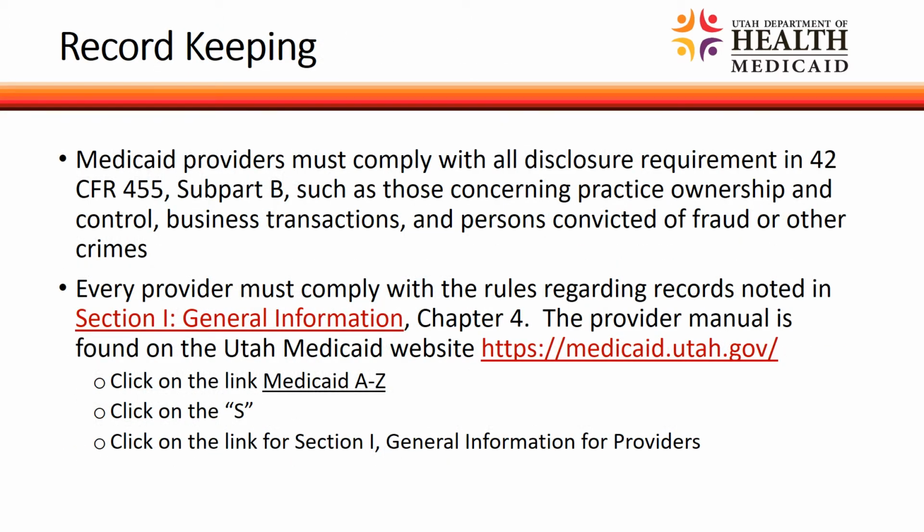In regards to record keeping, Medicaid providers must comply with all disclosure requirements in 42 CFR 455 Subpart B, such as those concerning practice ownership and control, business transactions, and persons convicted of fraud or other crimes. Every provider must comply with the rules regarding records noted in Section 1, General Information, Chapter 4. The Provider Manual is found on our website at medicaid.utah.gov. You will click on the link Medicaid A to Z. You will then click on the S, and after that you will click on the link for Section 1, General Information for Providers.